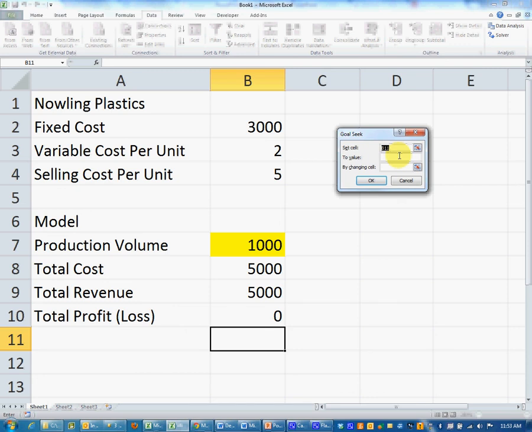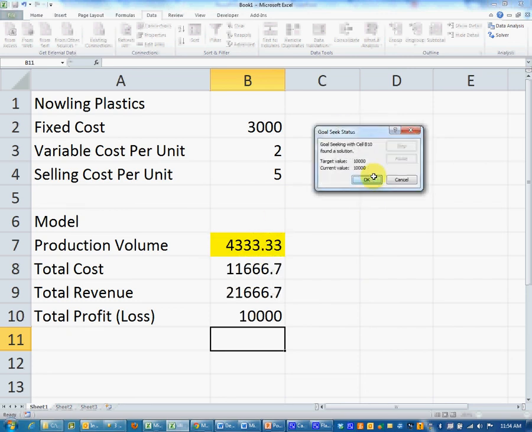I don't know the answer. Tell me. It's 4,334. For a profit of 10,000, yeah, he's right. Okay, so I'm going to go ahead and do it. We're going to set our profit cell to 10,000 by manipulating our yellow cell. It equals 4,333.33, so it'd be 4,334. Okay, everybody there? All right.